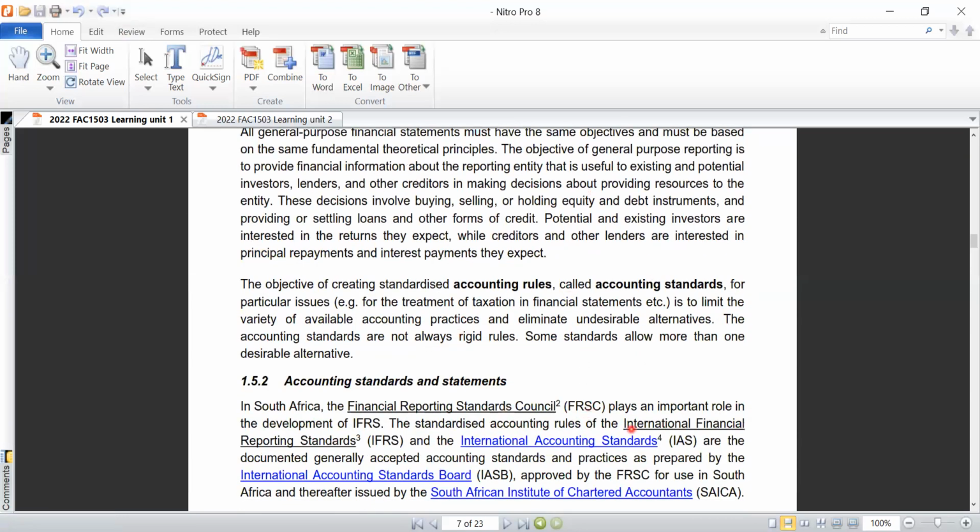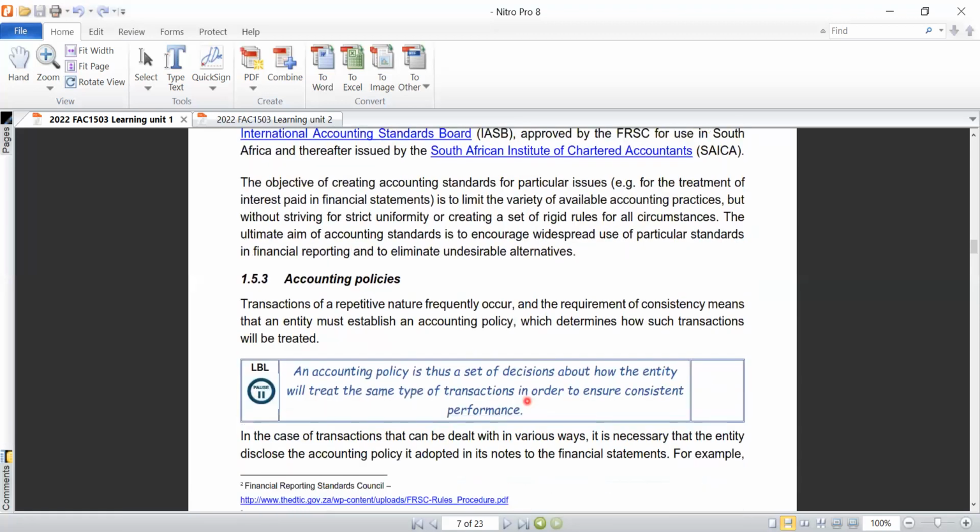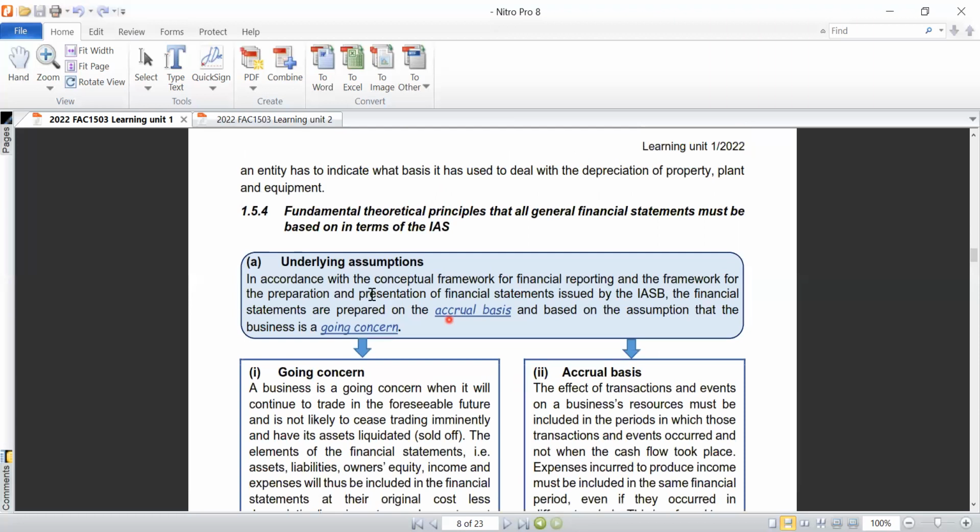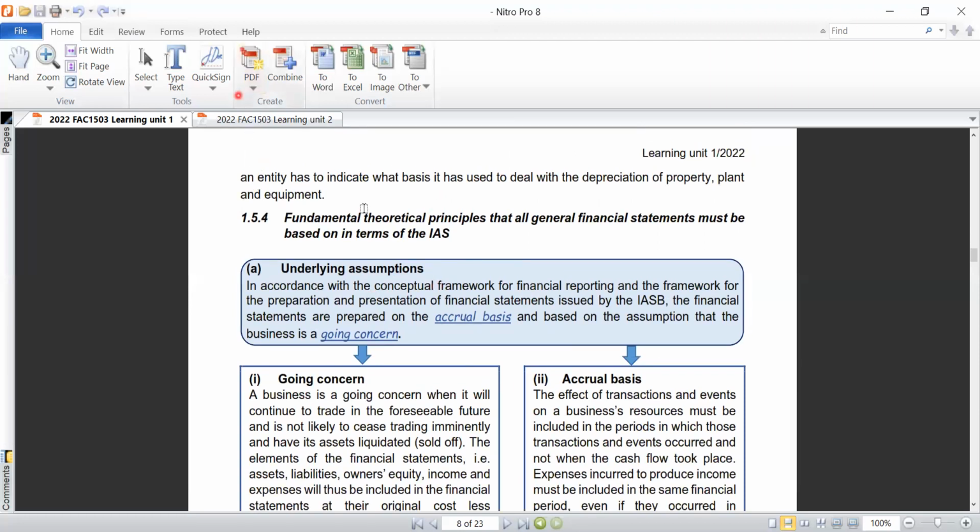So I'm just going to skip a few of these so that you can begin to see those principles. There are what we call fundamental theoretical principles that all general financial statements must be based on. All of these fall under the conceptual framework. So what are those underlying assumptions? You need to know the two underlying assumptions. There's the going concern assumption, and then there's the accrual basis.